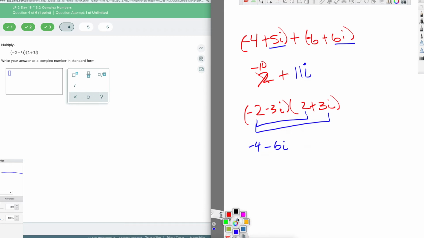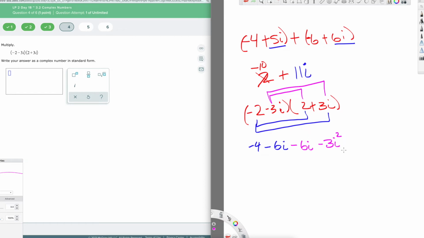Let's go with, I guess, pink for this one. So I'm going to move to this second piece here. Negative 3i times 2 is negative 6i again. Negative 3 times 2 is negative 6, and times i just tacks it on. And then I have negative 3i times 3i, that's negative 9i squared.